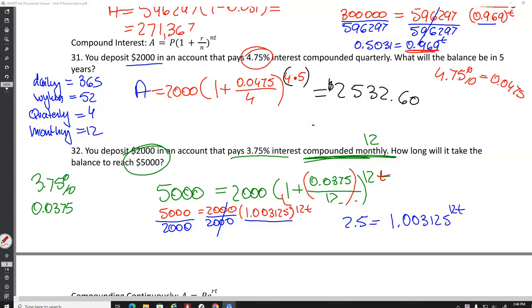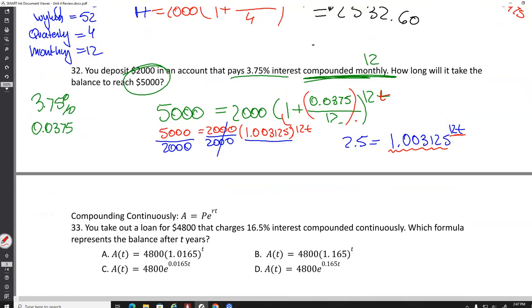So again, if anything is raised to an unknown, that's an exponential part, so you're going to have to turn it into a log. Again, this is my base. If I'm turning this into a log, I've got a log of base 1.003125 of what's on the other side, 2.5, equals 12t.